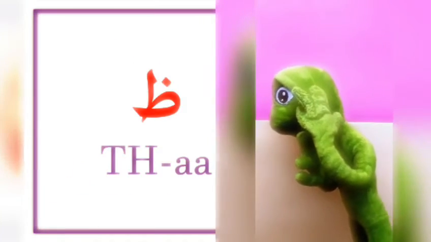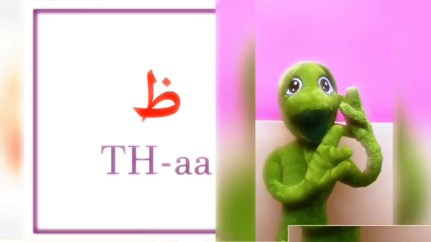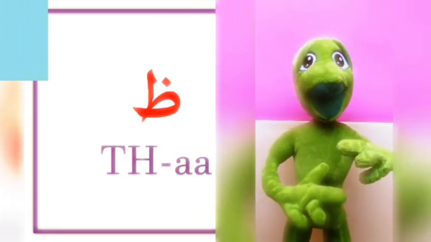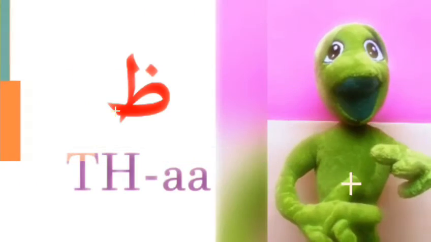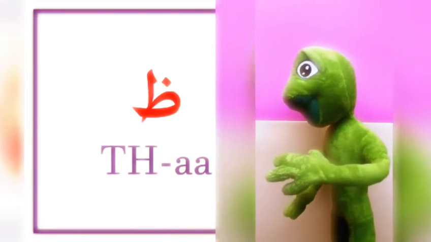Vo, vo. The sound of vo is very close to the sound of the. However, when you say the sound of the, you put the tip of the tongue between your teeth. The. And when you pronounce the sound of vo, you put more than the tip of the tongue between your teeth. Vo, vo, vo.